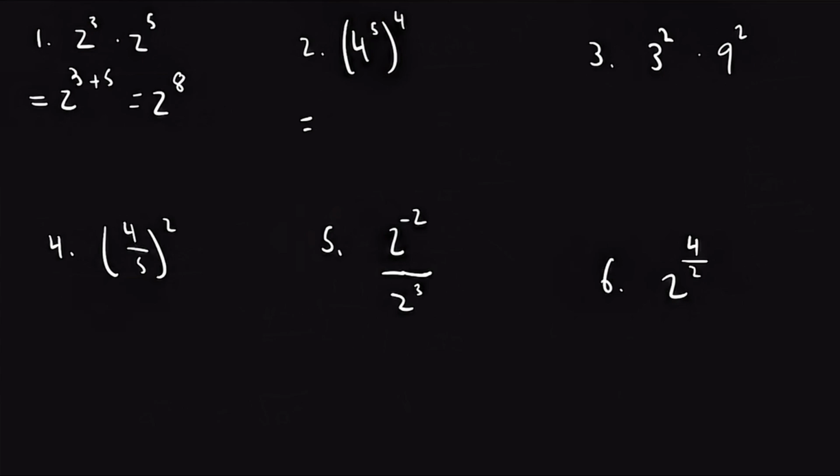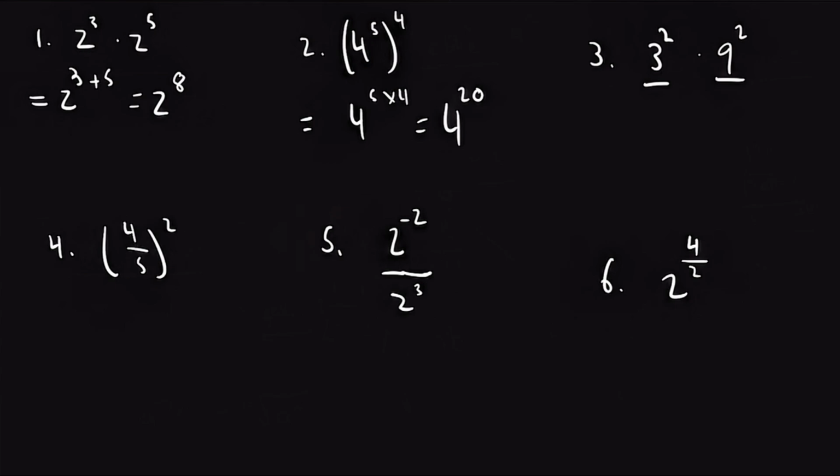For question number 2, you have to apply the power of a power rule. So this will be, you'll multiply the exponents, so you'll have 4 to the power of 5 times 4, which is equal to 4 to the power of 20. For question number 3, you may think that you have to apply the product rule, and you'll be right, you do. But first, notice that the bases are not the same, and one of the criteria for product rule is they have to be the same.